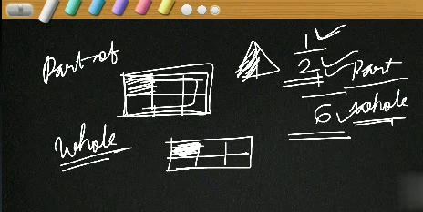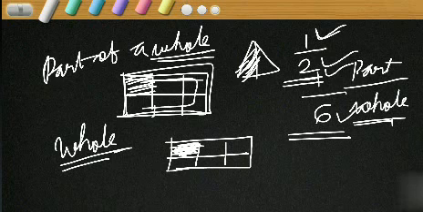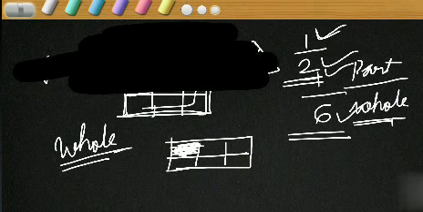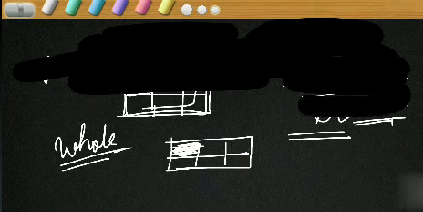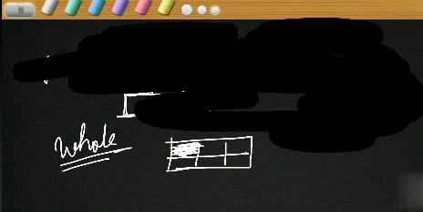Part of a whole means the entire thing, the whole thing, the complete thing. So, we can say a fraction is the part of a whole. That is the definition of a fraction. Okay, understood what is meant by fractions? Now please start writing this.